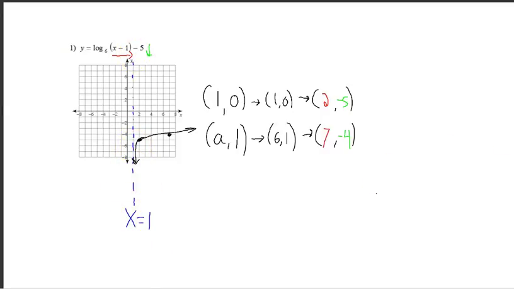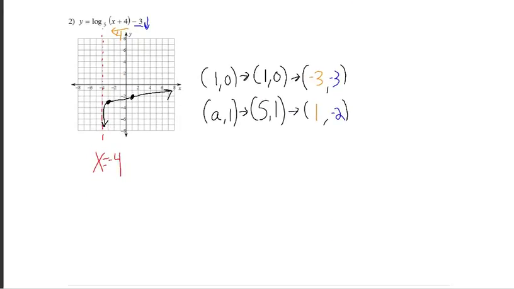Now, if I continue moving on to the next problem, same thing here. We graph (1, 0) and (a, 1). A here happens to be 5, since the base is 5. So I have (1, 0) and (5, 1). Now this negative 3 transformation will go down 3. So my 0 becomes a negative 3, and my 1 becomes a negative 2.